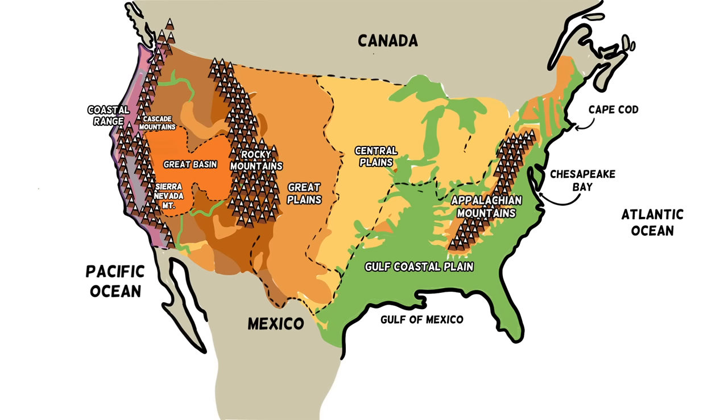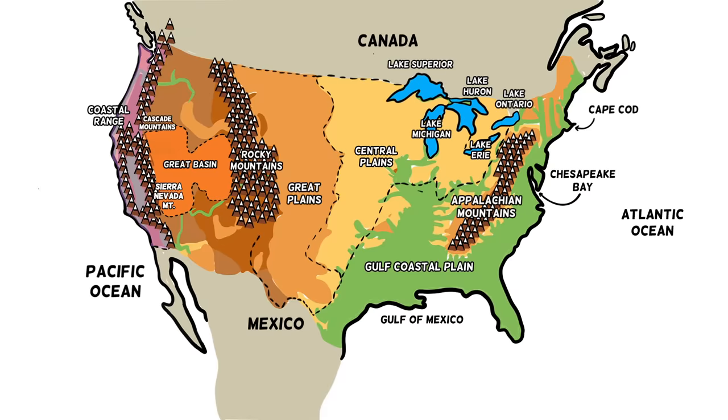One of the major bodies of water in the United States is the Great Lakes, which are located in the northern part of the Great Plains. There are five Great Lakes: Lake Superior, Lake Michigan, Lake Huron, Lake Erie, and Lake Ontario. To the west, the Great Salt Lake in Utah is the largest in the entire Western Hemisphere.